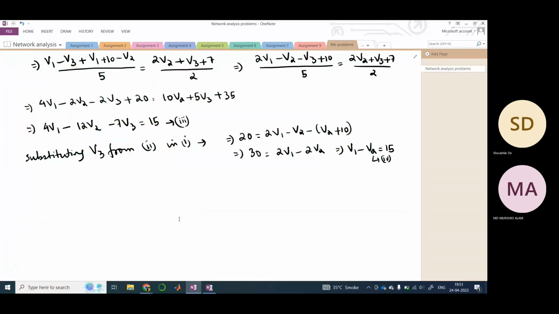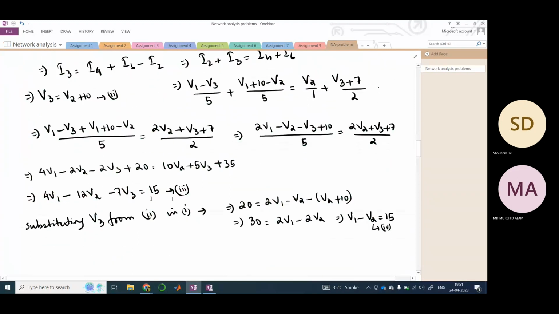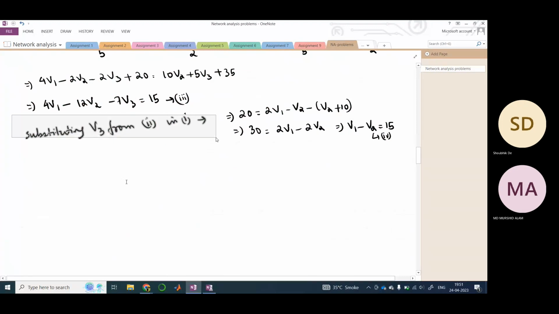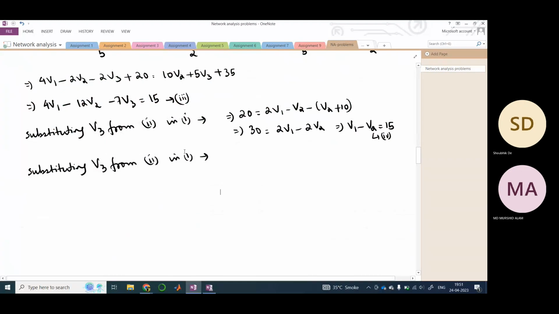So now again let us substitute this V3 in equation number 3 here, from equation 2 to equation 3. Again I'll just copy paste this one here. So now just substituting in equation number 3, this would be 4V1 minus 12V2 minus 7.